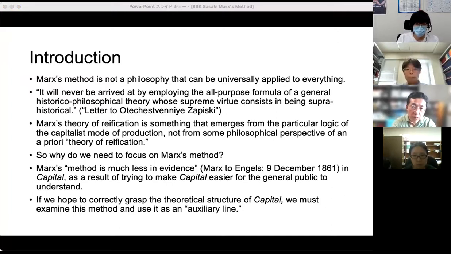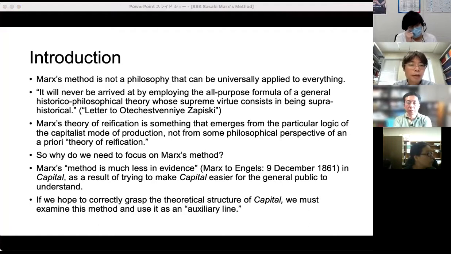However, in fact, Marx opposed the all-purpose formula of a general historical philosophical theory whose supreme virtue consists in being supra-historical. For example, Marx's theory of reification is something that emerges from the particular logic of the capitalist mode of production, not from some philosophical perspective of an a priori theory of reification.